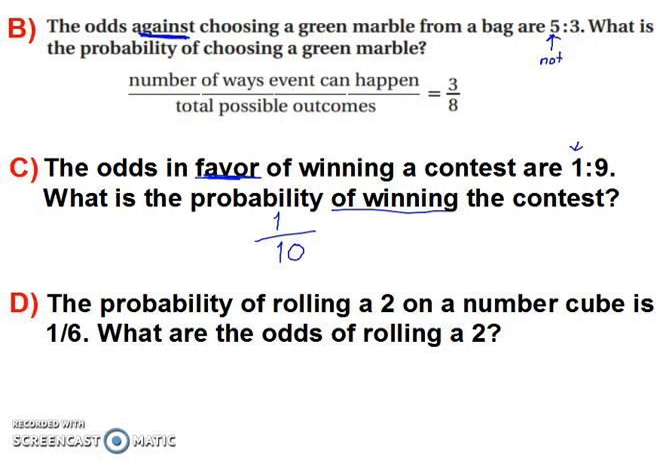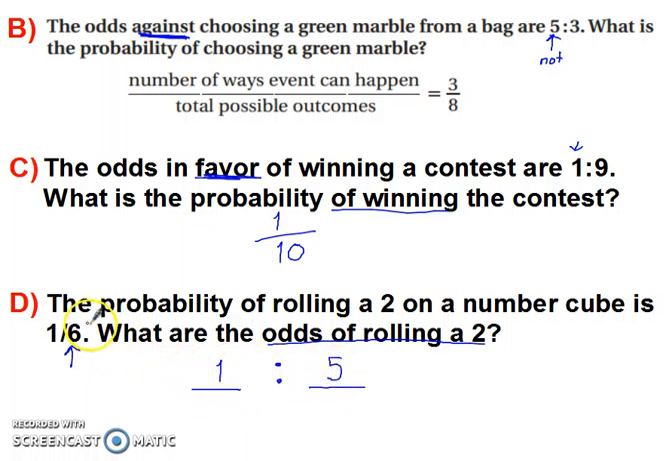Alright, so now let's look at the probability of rolling a 2 on a number cube is 1/6. What are the odds of rolling a 2? So remember, odds, you're going to use a colon, and the two numbers that you write are going to total up to this 6. So we want the odds of rolling a 2. So those are the odds in favor of rolling a 2. So that can happen one of the times, but how many times is that not going to happen? 5.